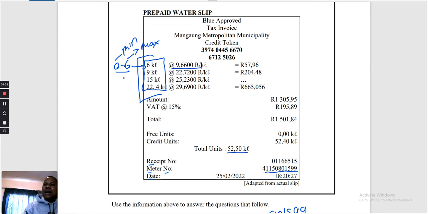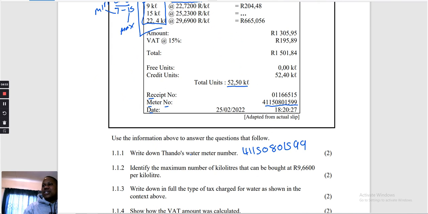When you come to the second one, I think this was 9, so it was going to be from 7 to 15. In this case, 7 is the minimum number and 15 is the maximum number. So in this case, our answer now is going to be 6 kiloliters.